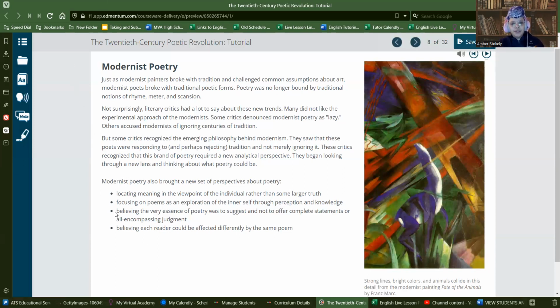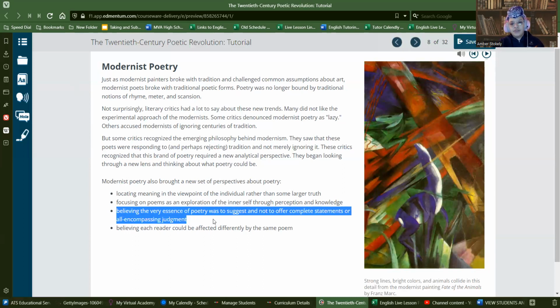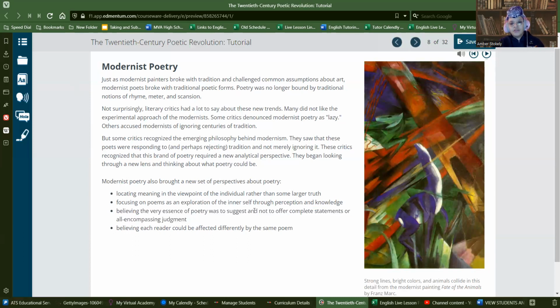The next one is believing that the very essence of poetry was to suggest and not to offer complete statements or all-encompassing judgment. So this is related to this first point. So instead of believing that every story had to be pushing just a single point of view or trying to convince you of something, modernist poets felt like the essence of poetry was to just give you the suggestion of something. Hey, here's another perspective. Maybe at least consider thinking about it from this viewpoint. And that was something that people hadn't really been doing in poetry.